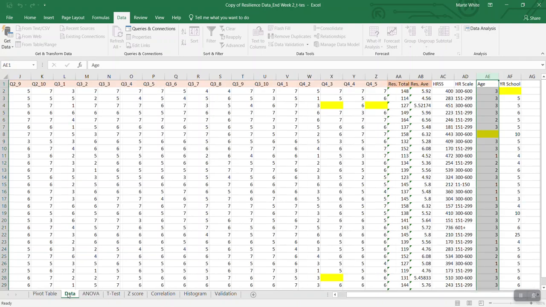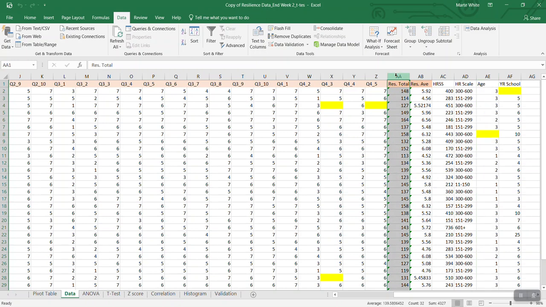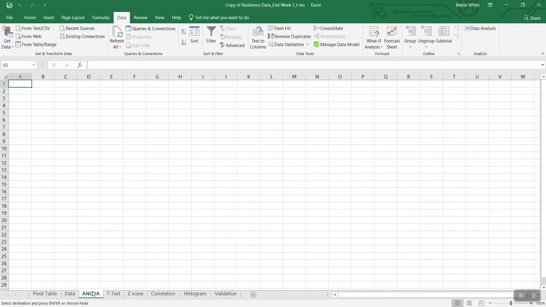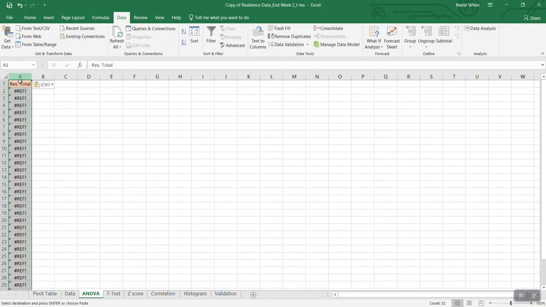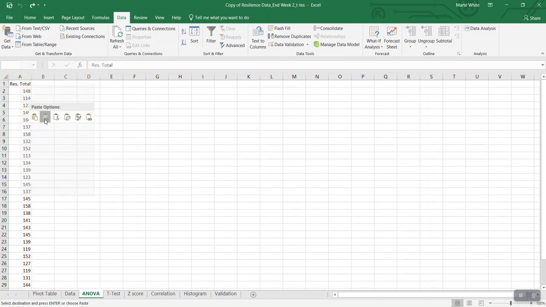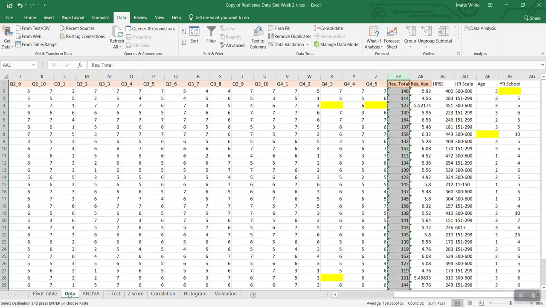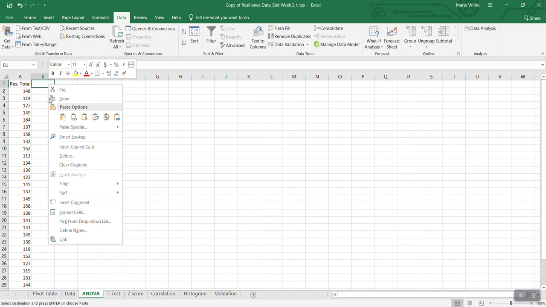Then we're going back to the data. And we can do a little bit easier this time. We're going to copy the resiliency total, copy that whole column, take it to the ANOVA. Oops, did it again. Let's backtrack and go. Paste special, only values. Go back to the data. Grab the age groups. Back to ANOVA and paste.